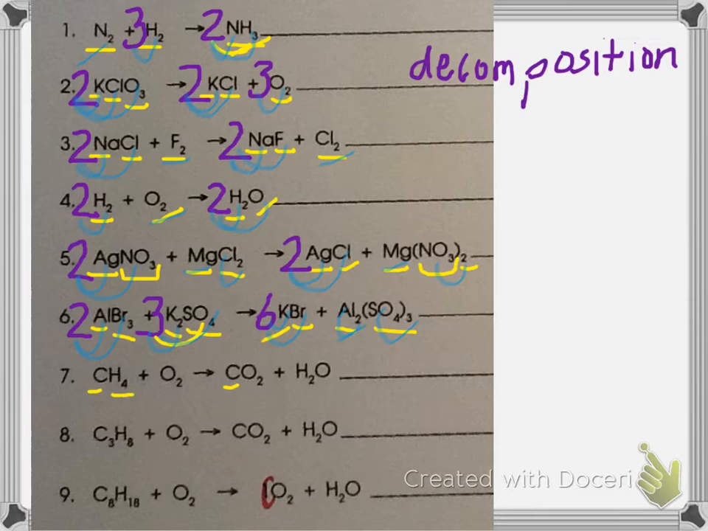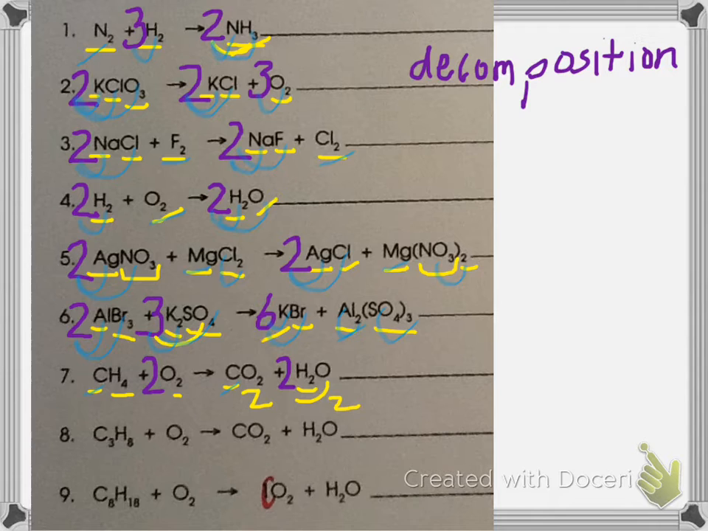I have 4 hydrogens here, and I only have 2 here, so I need a coefficient of 2 in front of water. Now, oxygens, I have 2 here, I have 2 here, plus 2 more here, so that's 4 altogether. So to get 4 on the reactant side, I need a coefficient of 2. I believe this is properly balanced. I'm going to check it.